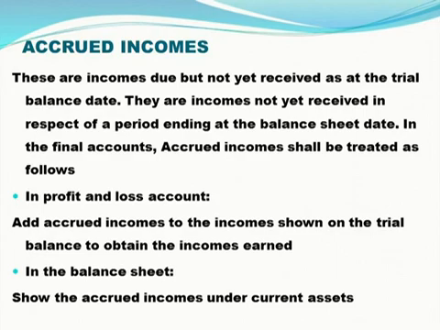Accrued income shall be treated as follows. Number one, in the profit and loss account, add accrued income to the income shown on the trial balance to obtain the income earned. Number two, in the balance sheet, show the accrued income under current assets.